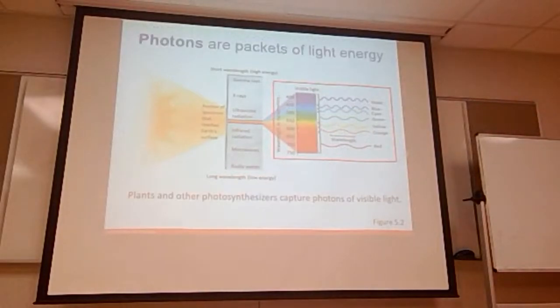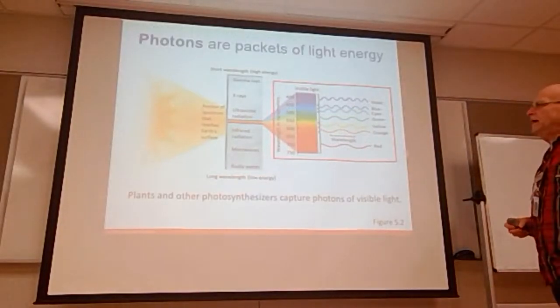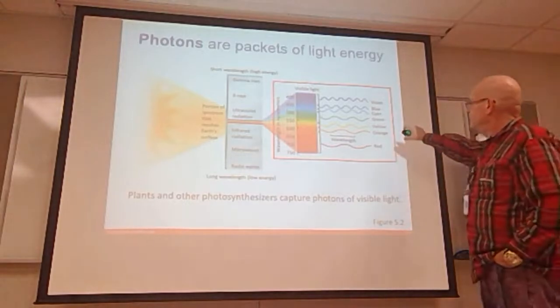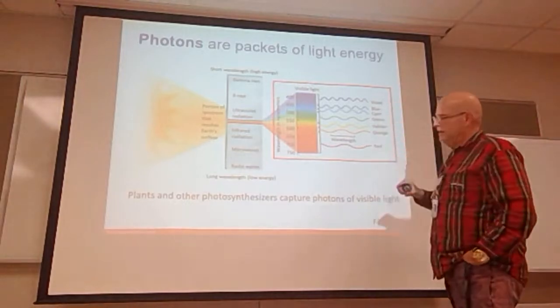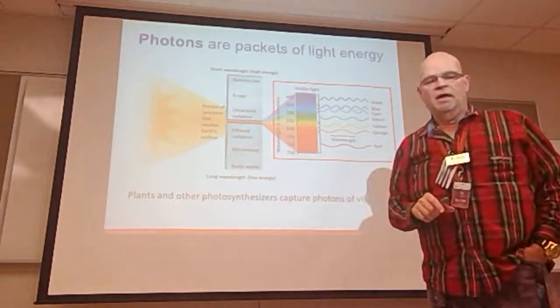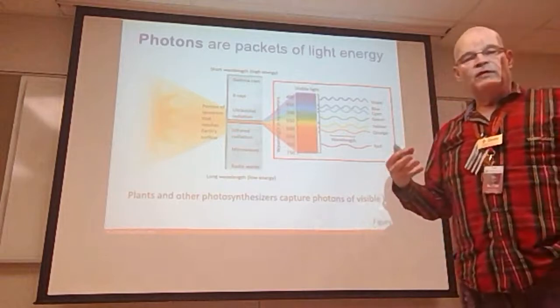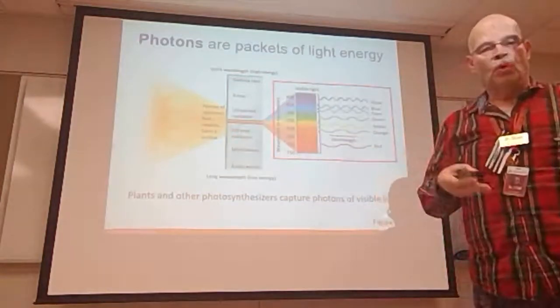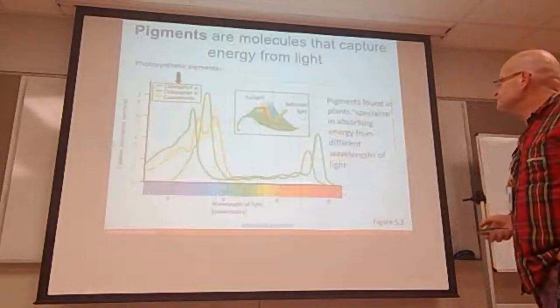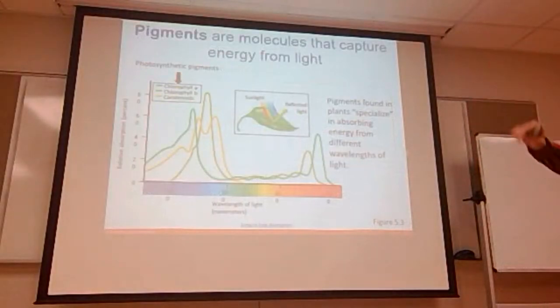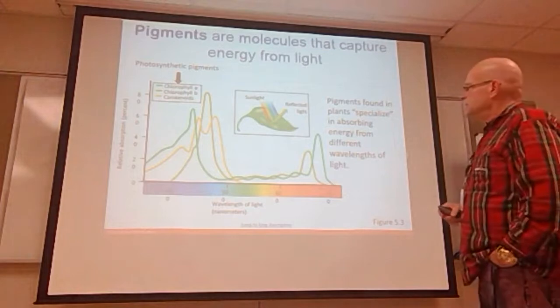Plants and other photosynthesizers capture photons of visible light. All of this different visible light hits the leaves of the plants, and the light will either be reflected, absorbed, or transmitted. Pigments are molecules that capture energy from light.